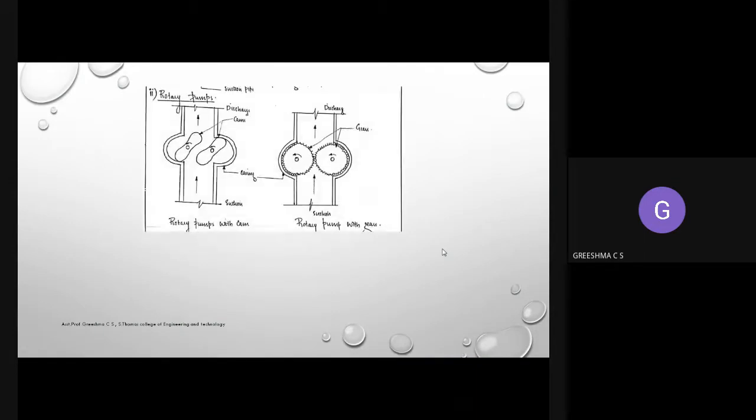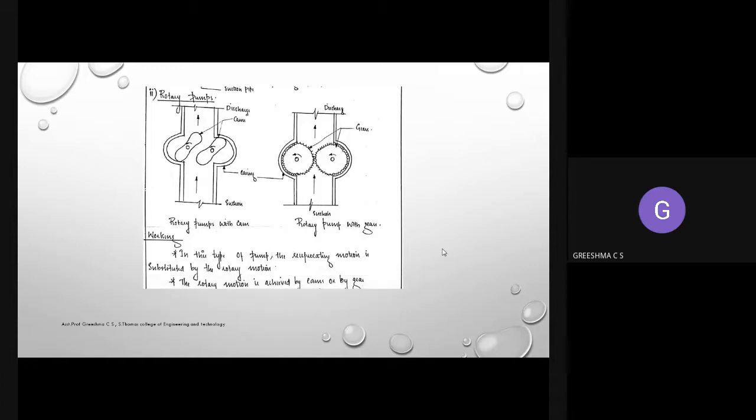So come to the next one, that is rotary pumps. What do you mean by rotary pump? You can see the picture of this rotary pump. Here the reciprocating motion is substituted by the rotary motion. Now this rotary motion is achieved by cams and gears. In this pump, a lot of cams and gears will be fitted, and the rotary motion is obtained by these cams and gears.